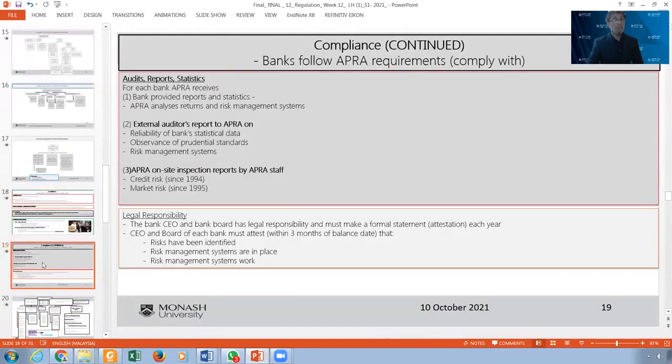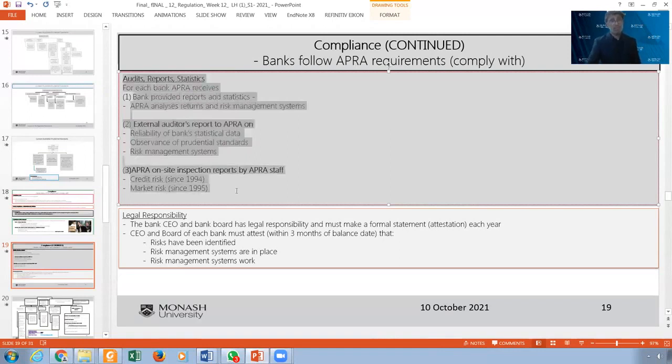Now, also in the compliance, you have to send audits. You have to send reports and statistics. This is part of the information that you have to send to EBRA. EBRA also wants the external auditor reports, so they can see things are okay. And EBRA will send their team to check. As you can see, all of those are part of the information that EBRA receives. So the regulator knows what's going on because they receive all those types of reports.